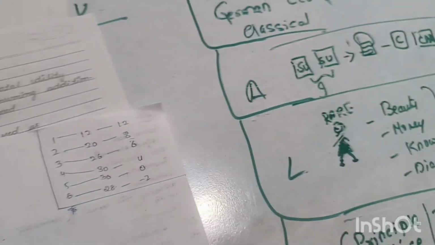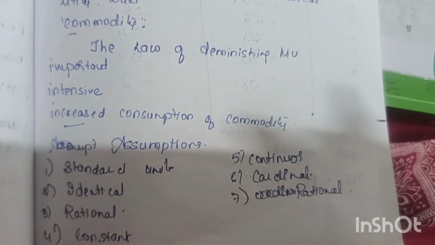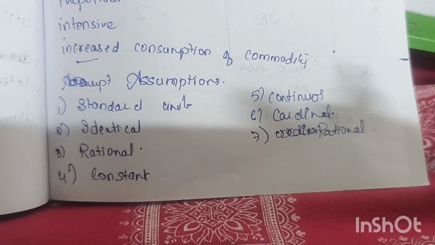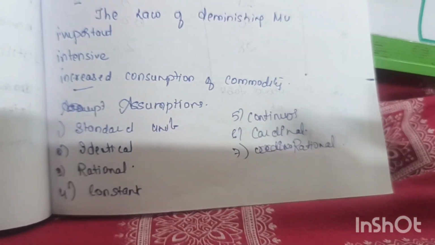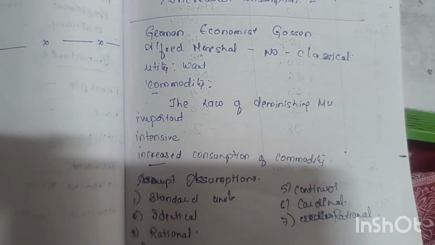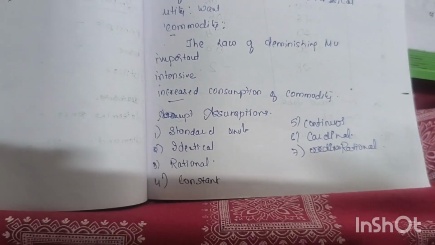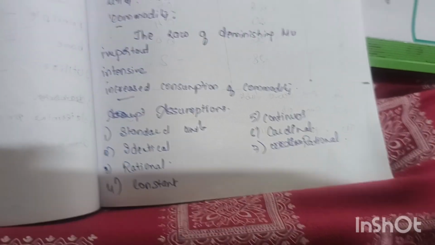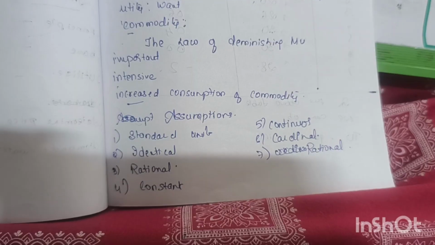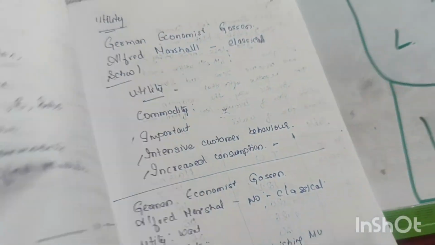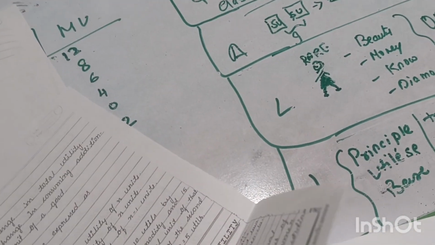After that comes the assumptions. After that, you have to remember the assumptions. So the keywords for assumptions are standard unit, identical, rational, constant, continuous, cardinal, and rational. These are the important points which you need to remember. So next, we will go to the assumptions and see what they are.